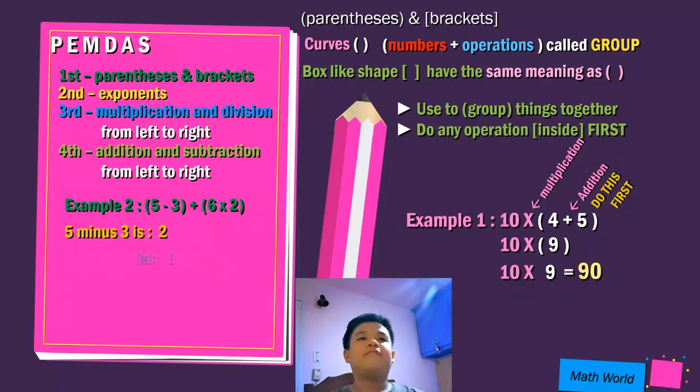First, before we can do the addition in between, the first group, 5 minus 3, simplifies to 2. And the second group, 6 times 2, simplifies to 12. Now we can do the final operation, and the value that we got is 2 plus 12 equals 14.